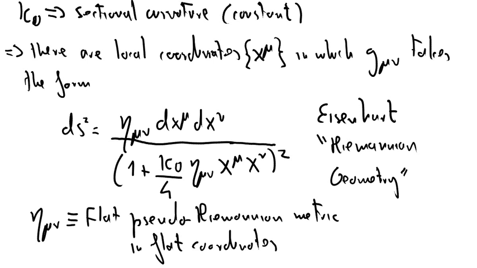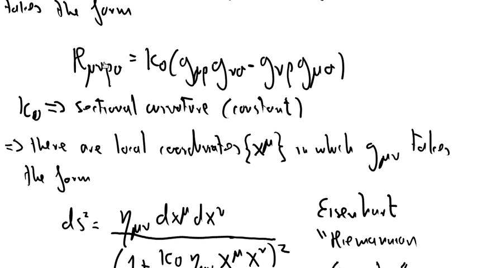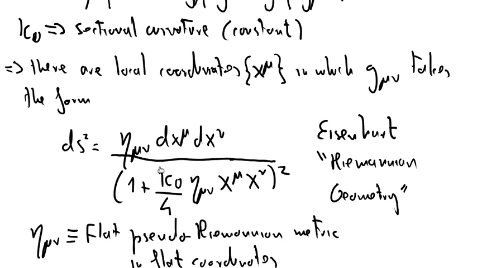For us, the important point is that we can use this expression of the metric to classify the spacetimes which satisfy this property. The classification comes according to the sign of the constant sectional curvature, since we have it explicitly in the expression of the metric. So we have three situations: k naught positive, k naught zero, and k naught negative.